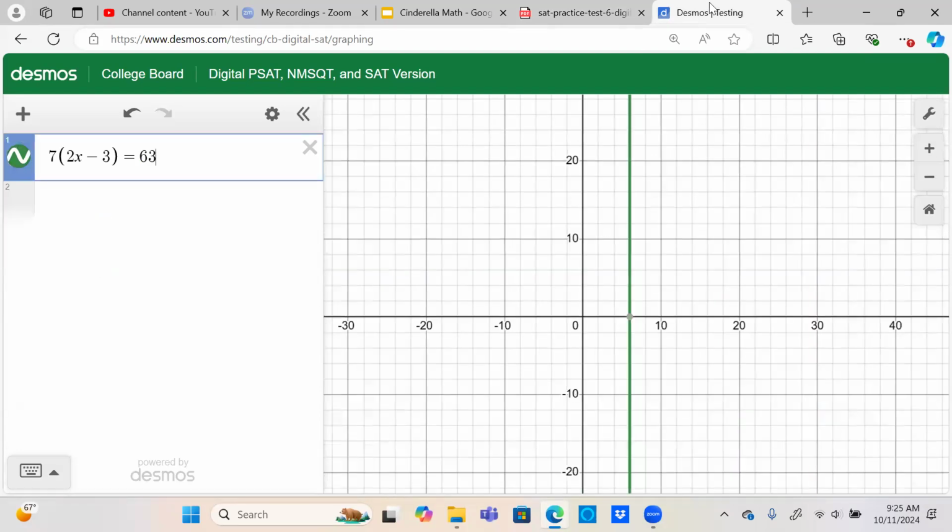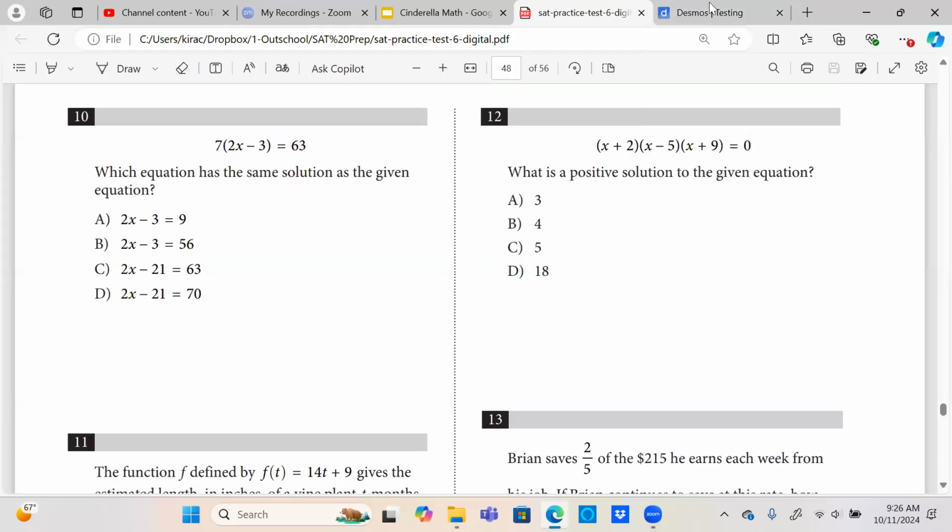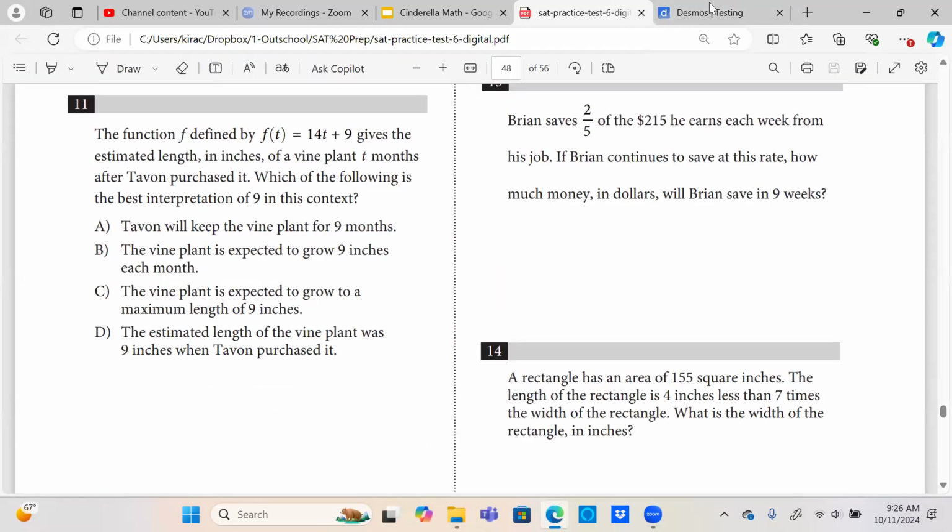Coming to 11, we have a function f defined by f of t is 14t plus 9, gives the estimated length in inches of a vine planted t months after Tavon purchased it. Which of the following is the best interpretation of the 9 in this context? All right.